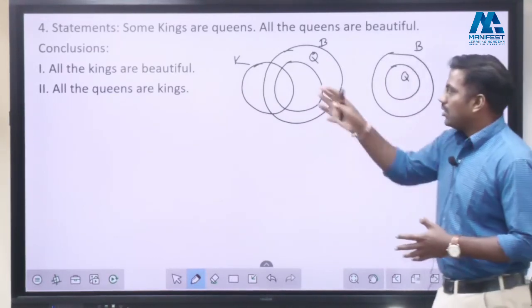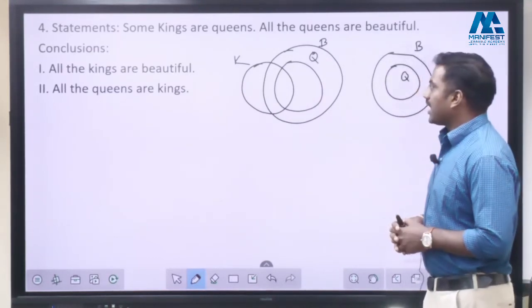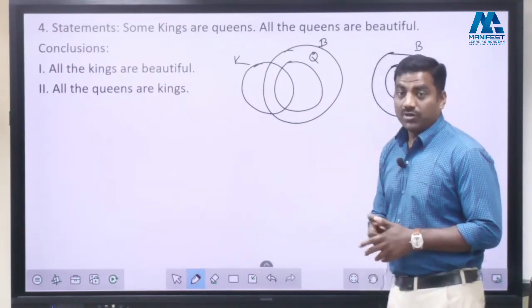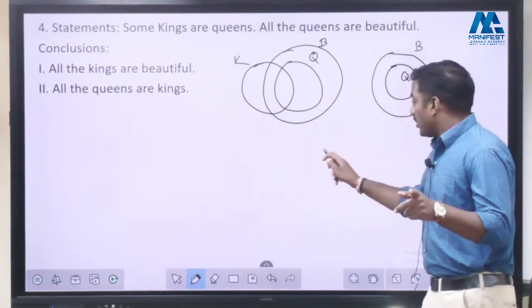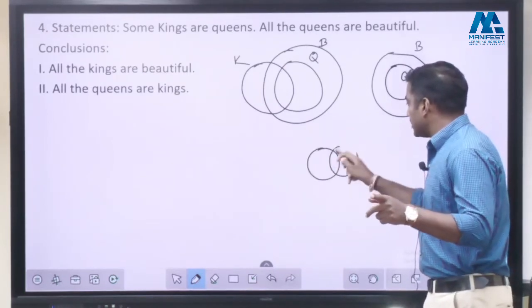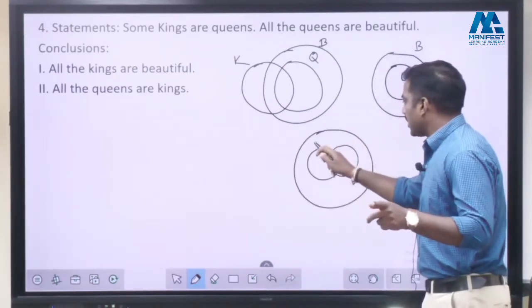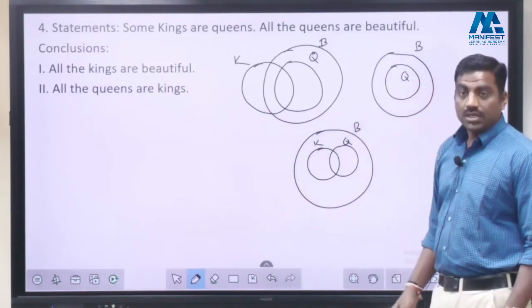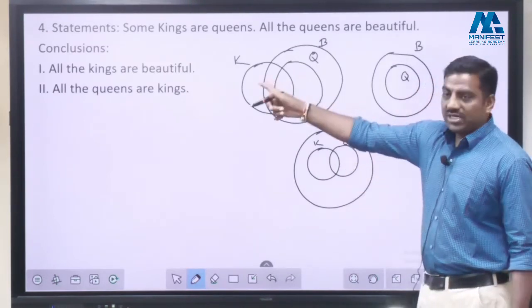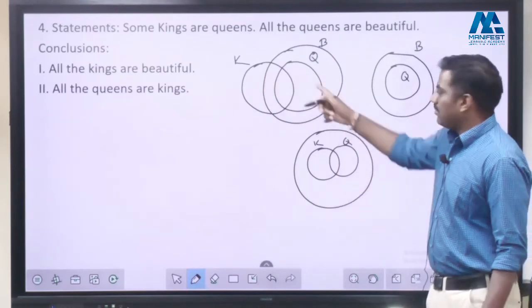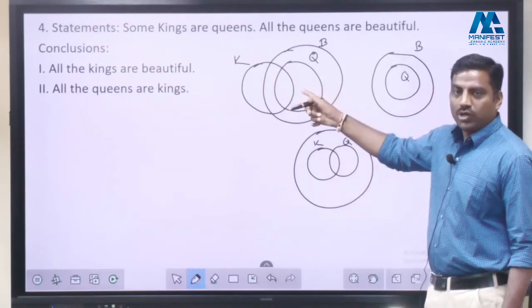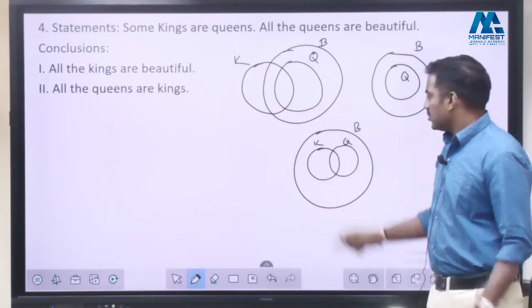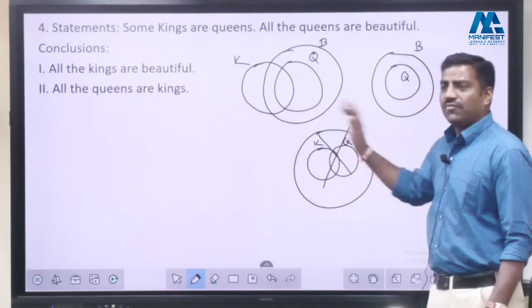Now, see the conclusions. All the kings are beautiful? Only few of the kings are beautiful. But you can ask me, sir, we can write this diagram, no? Here K, here Q, and here B. Though my first conclusion is right here, but here it is wrong. I told you, if it is wrong in even one of the diagrams, it is wrong. So that is why I don't take other confusion at all.